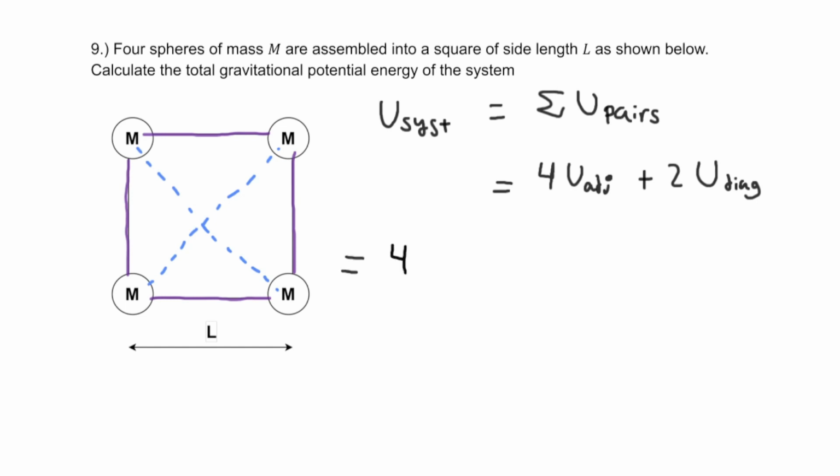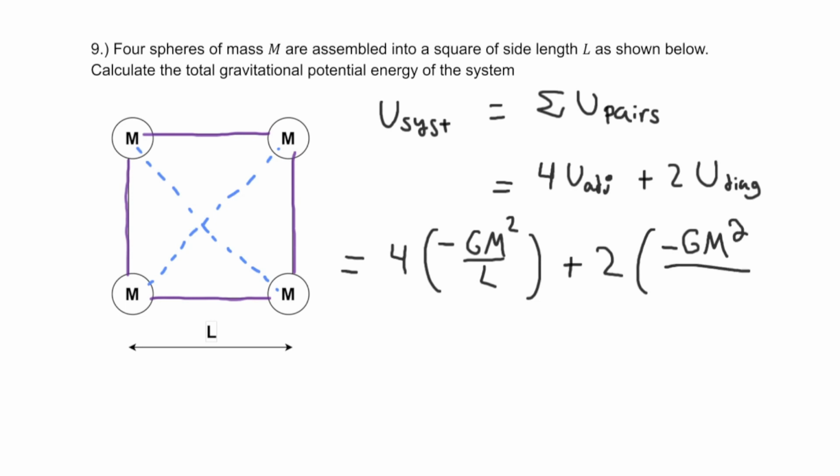So for the 4 that are adjacent, this one's pretty straightforward. We just get a negative G m squared over L, because both masses are m, they're separated by L. So that's for each of the purple connections. And then for the blue line, we have 2 of those. And then it's still going to be a negative GM squared. But then we got to figure out what L is.